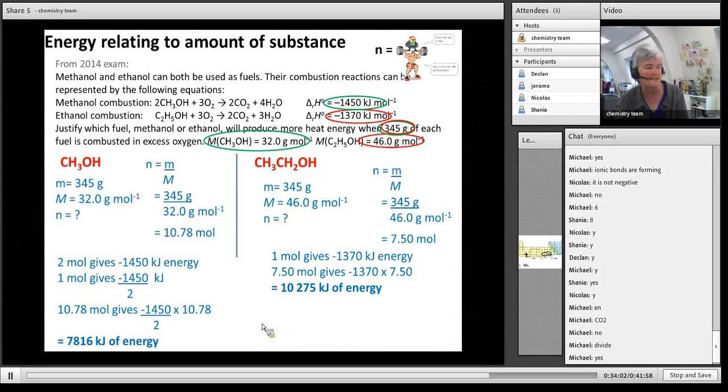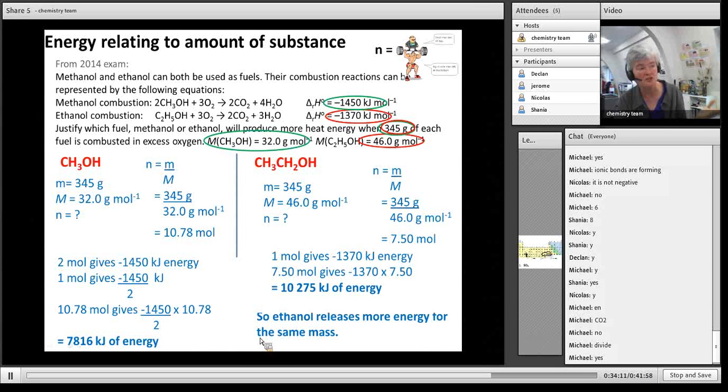So you could say 7.5 mole releases so much energy, just to spell it out. And of course, remember, for excellence you should give a final statement, because it says justify which fuel will produce more heat energy. So you say ethanol releases more energy for the same mass. So put in that final statement.